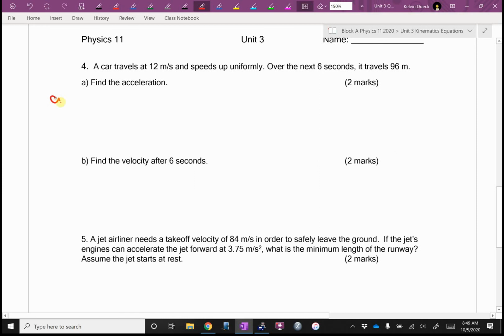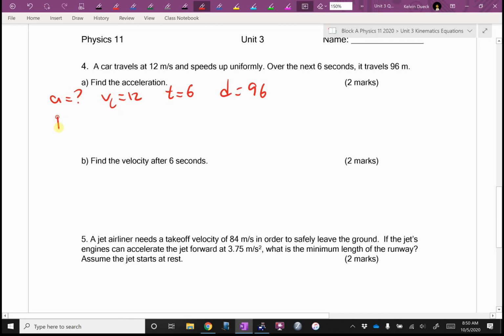Number 4, they want me to find the acceleration. Okay. I guess VI is 12 meters per second. Speeds up uniformly. That's physics code for constant acceleration, so we can handle it in physics 11. Next 6 seconds, that's time. D is 96.